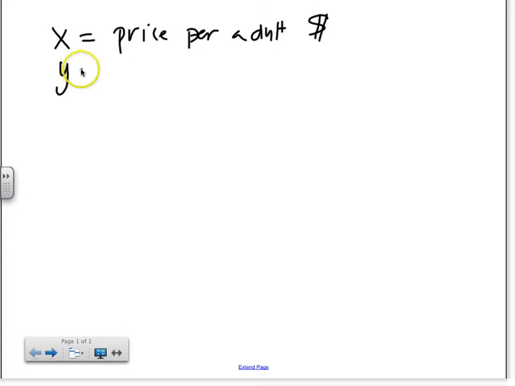And so what about Y? What should we define Y as? Yeah, price per child. Good. So we're going to go ahead and write price per child. Per child, singular. Yeah, you're right. Dollar sign as well. It's fine. Okay. So I have X and Y.